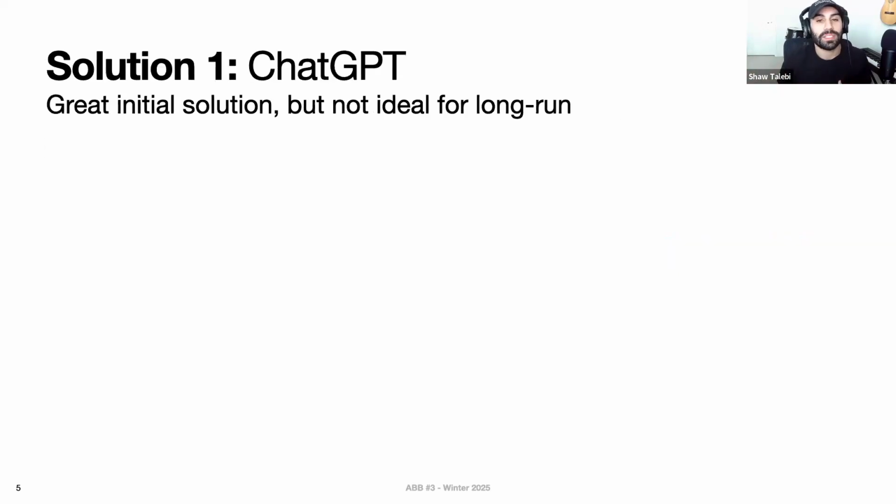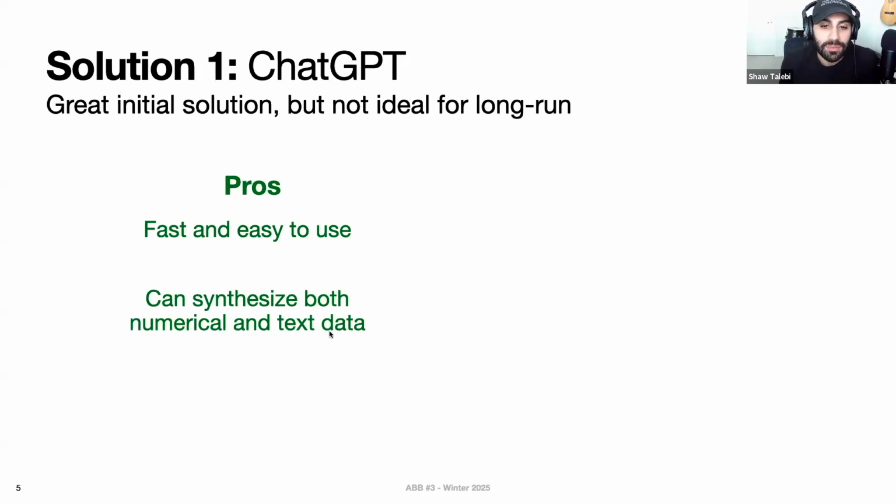So the first thought might be something like ChatGPT. This is a great initial solution, but it may not be ideal for the long run. So let's talk about the pros and cons here. The pro is that ChatGPT is fast and easy to use. You can take a CSV file, upload it to ChatGPT, and say something like, hey, can you please split this into different customer segments and generate personas for each segment?